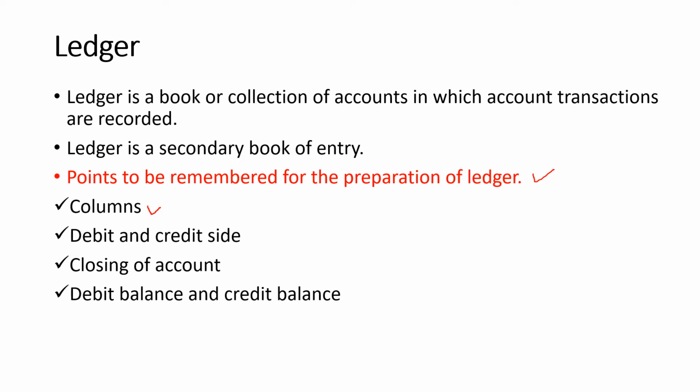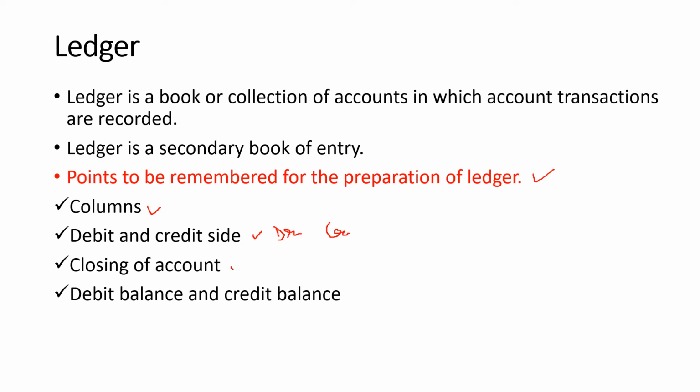Okay, then debit and credit side, in the sense, left hand side is the debit side and right hand side is the credit side. We have to write debit, like how to write the debit, with D, capital D, small r. Okay, debit. Next is credit, CR, capital C, small r. Like this we have to write it.